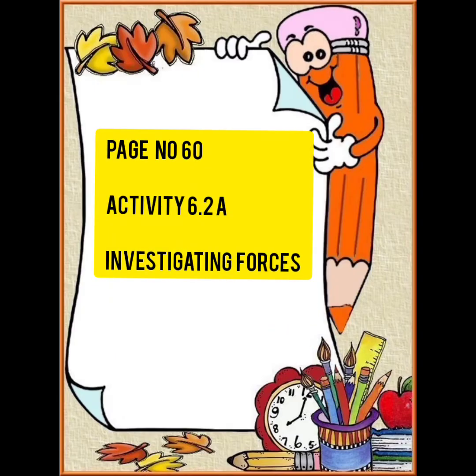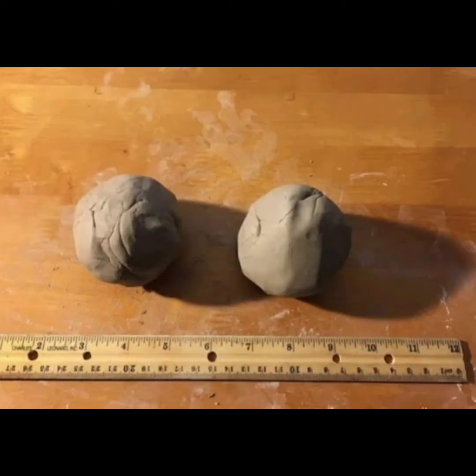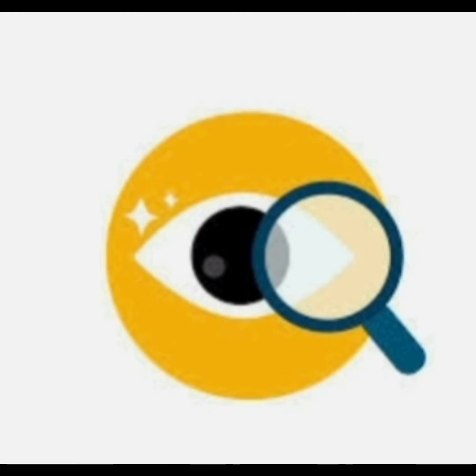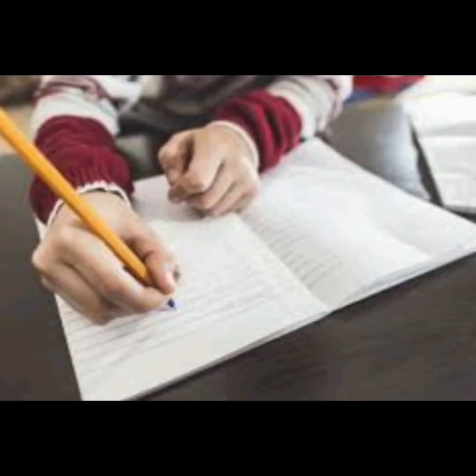Turn to page number 60 from your learner's book. You will see activity 6.2, investigating forces. You will need a ball of clay and a ruler. Drop a ball of clay from a height of 5 cm. Observe what happens to the ball of clay. Write down your observation or draw what the clay looks like.